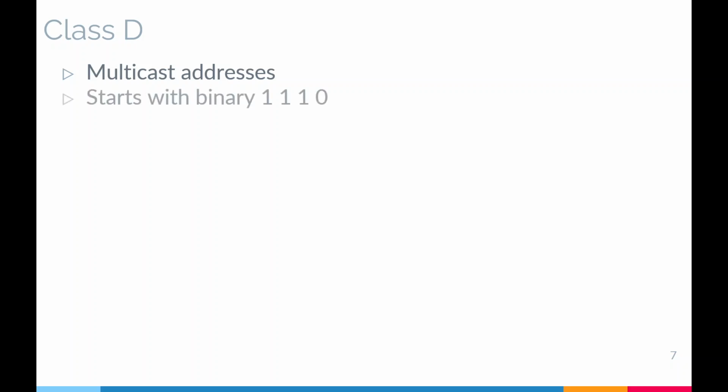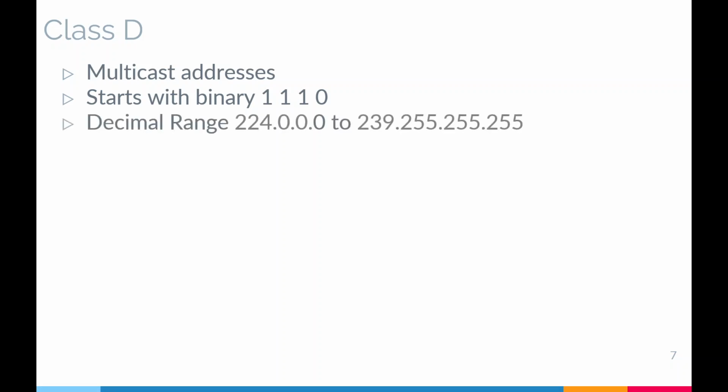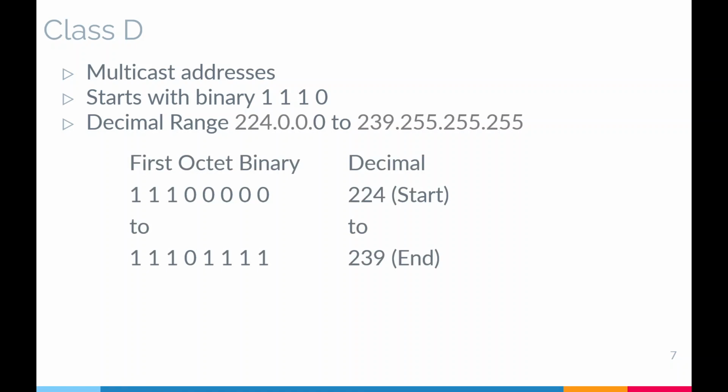Now, class D is a special category of IP address, and it has all the multicast addresses. We won't be using class D and E much because these are special classes of addresses. What's important to know is A, B, and C. Now it starts with 1, 1, 1, and 0. So again, there has been an increment here. So it's 1, 1, 1, 0. And the decimal range starts from 224.0.0.0 to 239.255.255.255. And here's a typical binary and decimal conversion for class D.